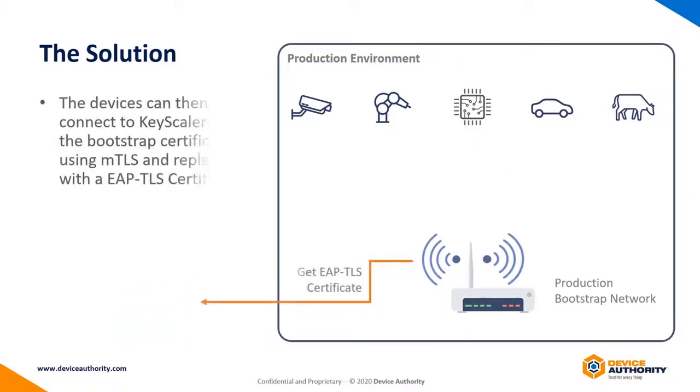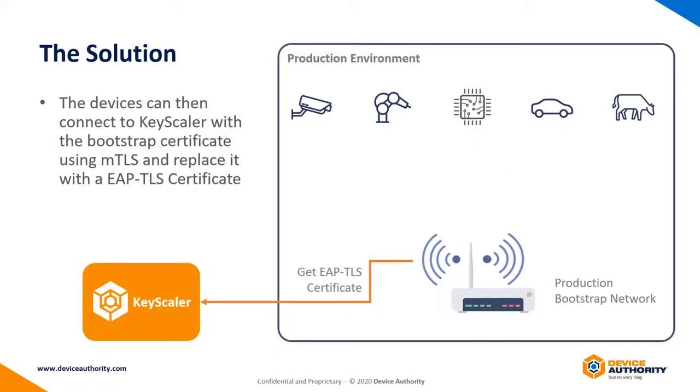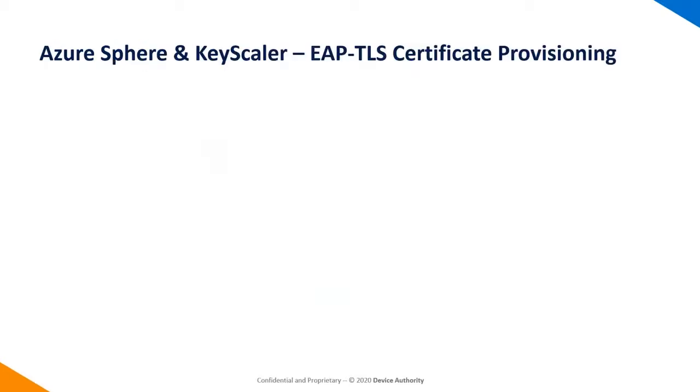The solution here is to get a certificate on the device that allows it to join the network using the EAP-TLS protocol, so we can individually identify each device. Device Authority's Keyscaler platform has the ability to leverage this initial security foundation by enabling Sphere devices to connect to it and provide them with the operational certificates to automate and secure device enrollment to EAP-TLS-enabled enterprise networks. Let's take a look at the flow overview of how we can provision these certificates to Azure Sphere devices.